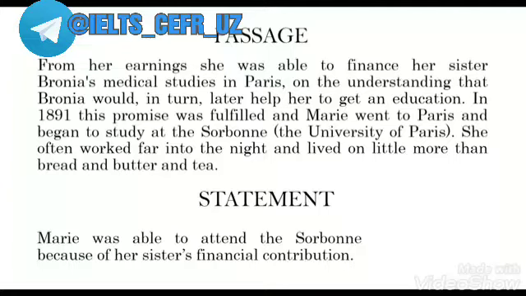So, as for the last question, we see that the statement says that Marie was able to attend the Sorbonne because of her sister's financial contribution. And truly, from reading the passage, we know that her sister promised to help her later to get an education, and then in 1891 her promise was fulfilled. So that means that Marie was able to attend the Sorbonne with the help of her sister. We put yes in our answer section.